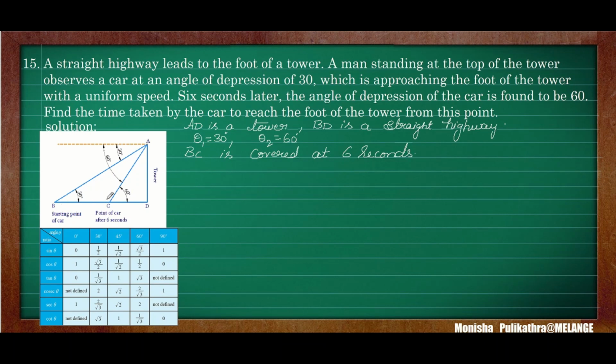So BC is covered in 6 seconds. So 6 seconds later, the angle of depression of the car is found to be 60 degrees. So find the time taken by the car to reach the foot. So we need to find out the time taken by the car to reach from C to D position.